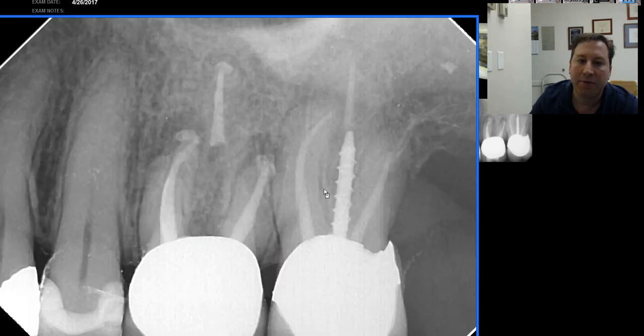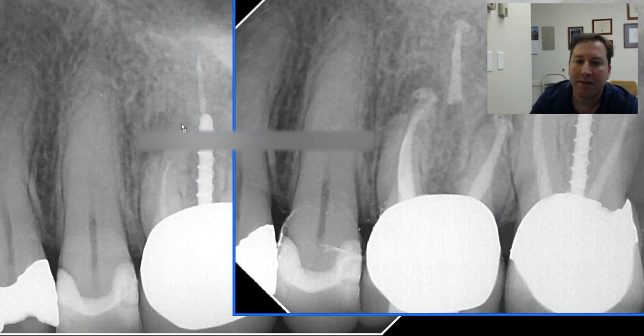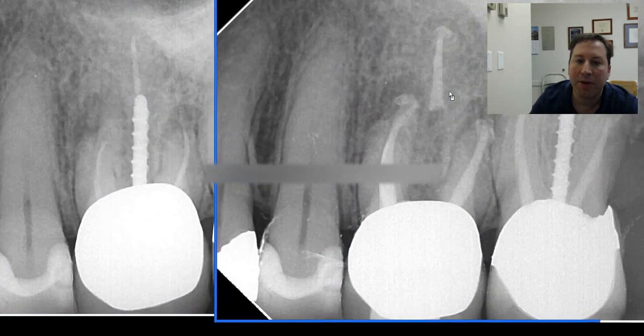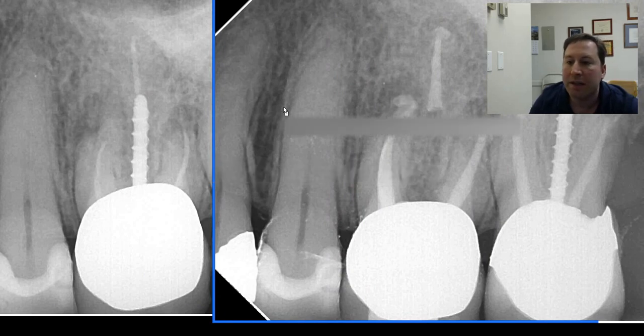And when we look at the final radiograph and compare it to the pre-op, I think it's self-evident just how much more thoroughly a tooth can and should be cleaned out in order to eliminate the source of the infection.